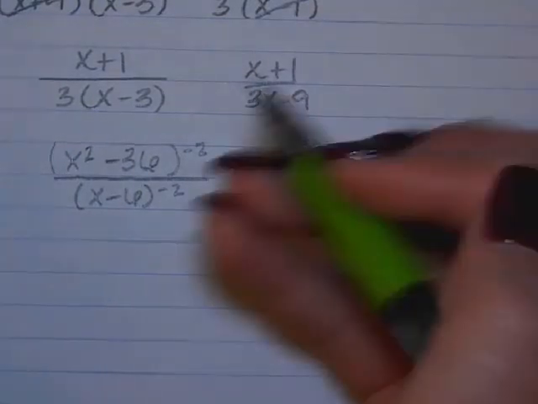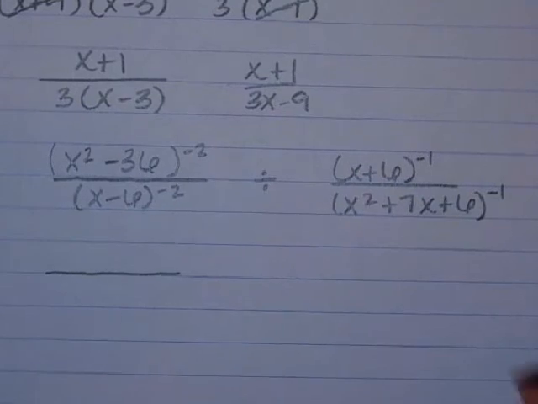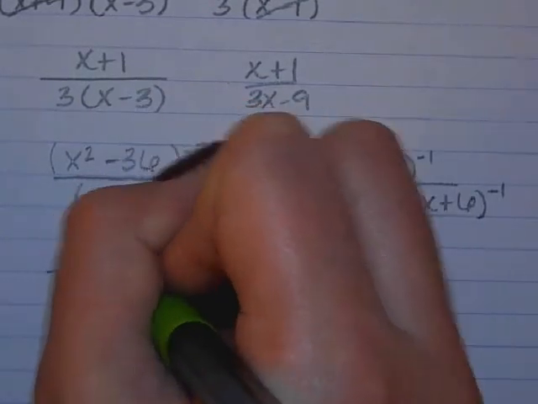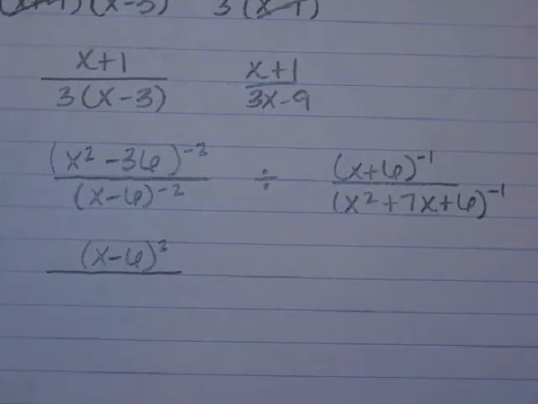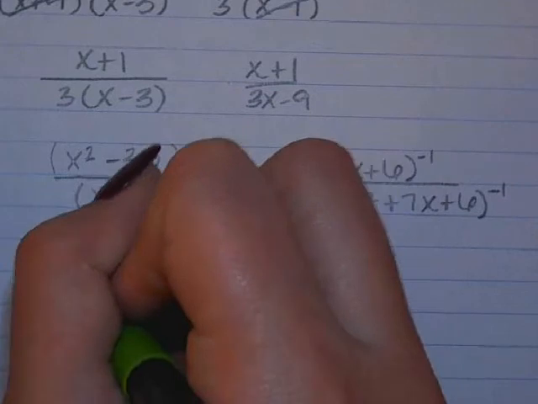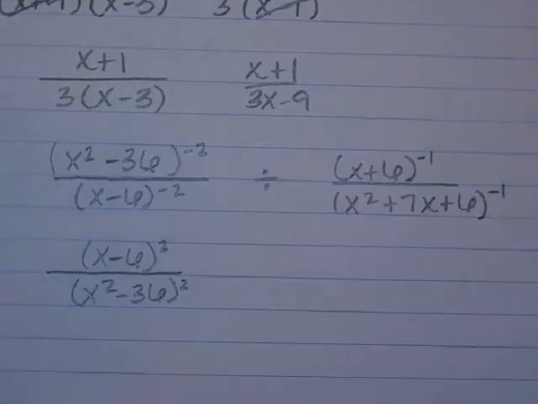So what you do, if you have x minus 6 to the negative 2 on the bottom, then that would be x minus 6 to the positive 2 on the top. If you have x squared minus 36 to the negative 2 on the top, then that would be x squared minus 36 to the positive 2 on the bottom.